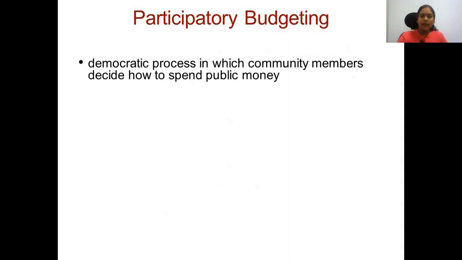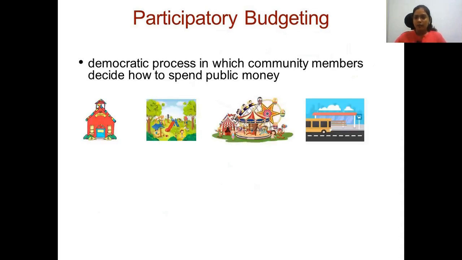Participatory budgeting is a democratic process in which community members decide how to spend public money. Suppose we have this set of four projects: building a school, two parks and a bus stop, and every project will incur some cost, and we also have some fixed budget, let's say B. Now we want to choose a set of projects within our budget B. One option is that it could be just decided by the organizer, or we ask community members for their opinion, which is what is done in participatory budgeting.